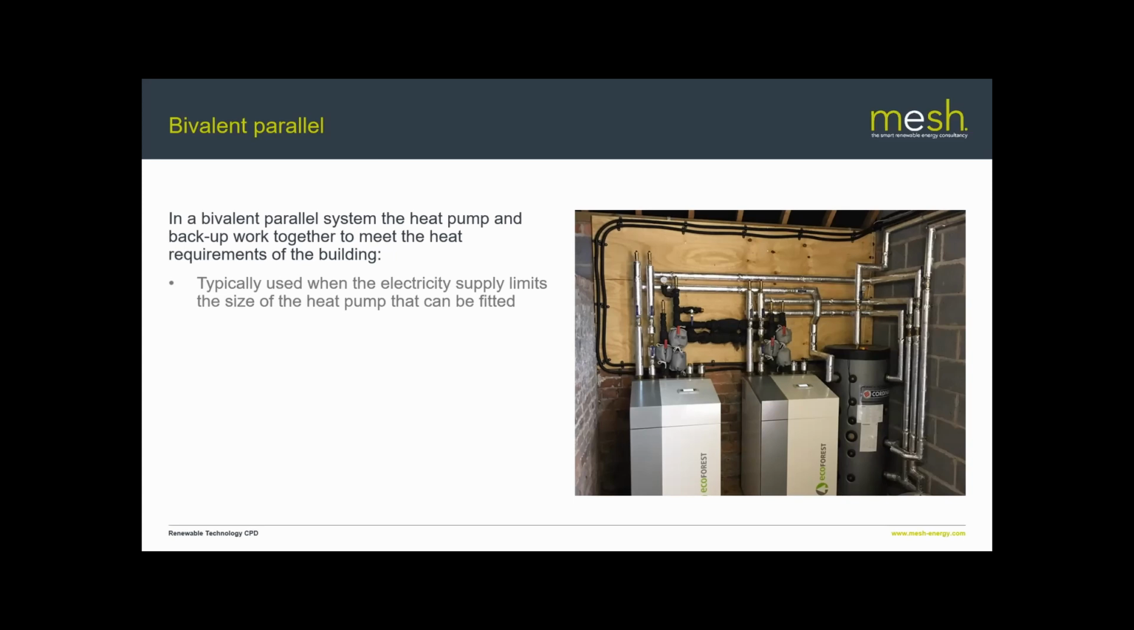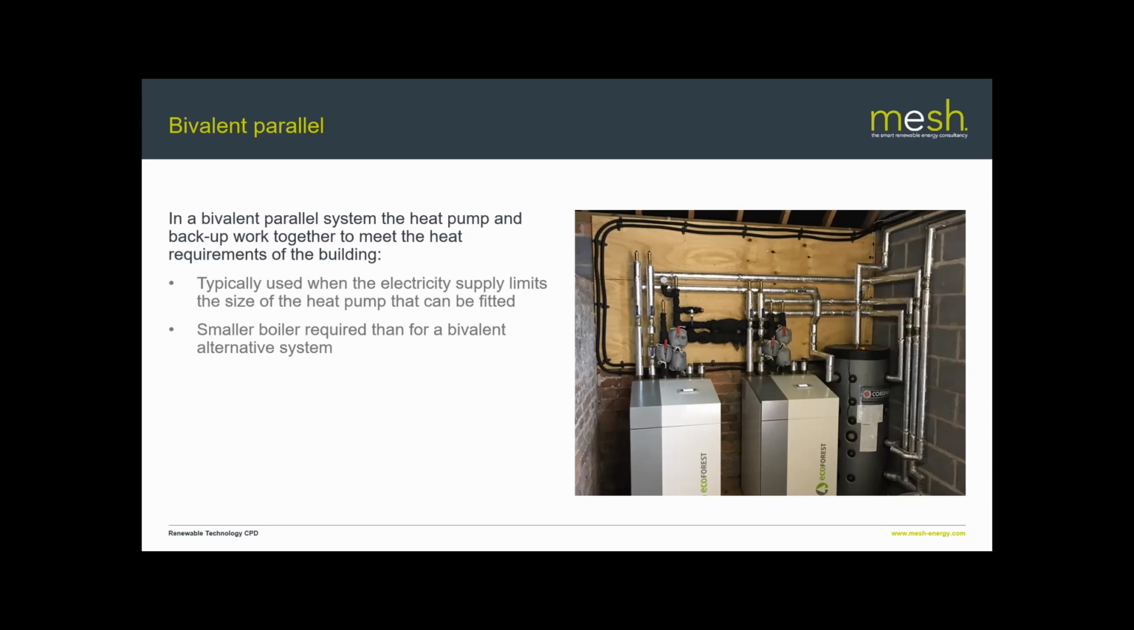So these are typically used where the electricity supply limits the size of the heat pump that can be fitted. Now you might say, well, why not just put a three-phase power supply in, and then you're probably going to find you've got enough power that you can operate a three-phase heat pump and everything's good. The reason is that sometimes the cost of upgrade to a three-phase power supply might be prohibitively expensive, and so you're limited effectively to a single-phase supply without spending huge amounts of money, and therefore it's more economically beneficial to have a bivalent parallel system.